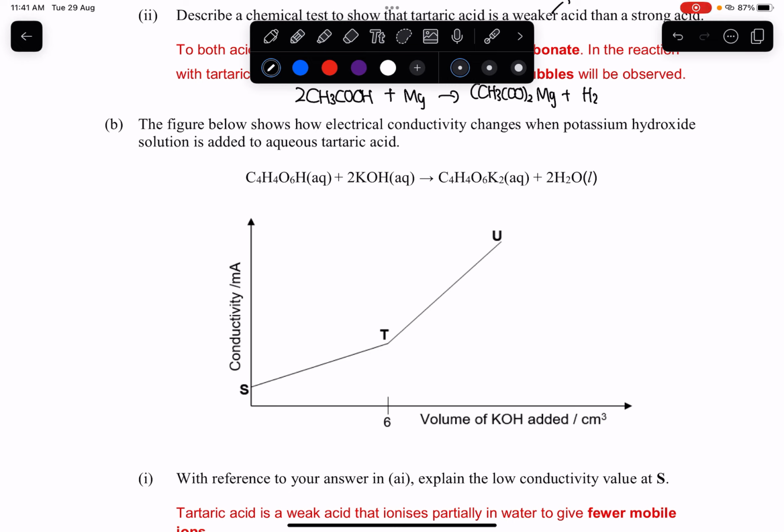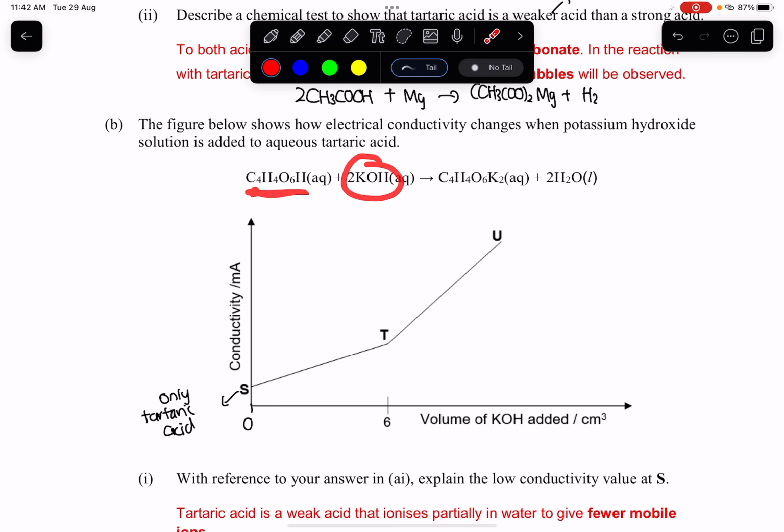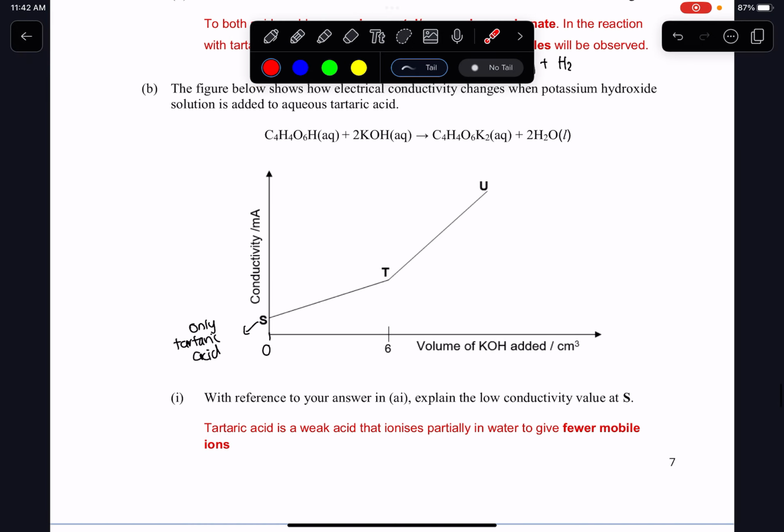Okay. So along the x-axis, when you have 0, when you don't even have potassium hydroxide added yet, it is only your tartaric acid. As you slowly add potassium hydroxide, what is happening is, you are reacting with tartaric acid to form your potassium tartrate, your salt. And notice this salt is aqueous. You also form water. Okay? So, with reference to your answer in part A, explain the low conductivity.